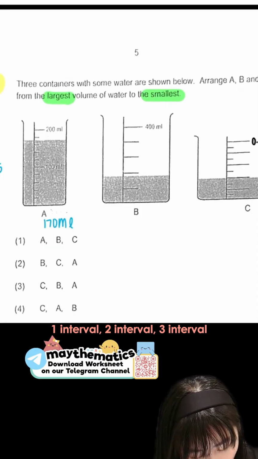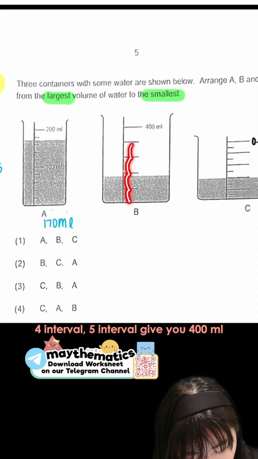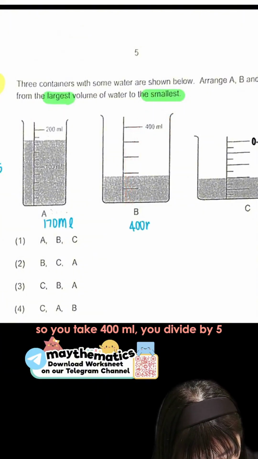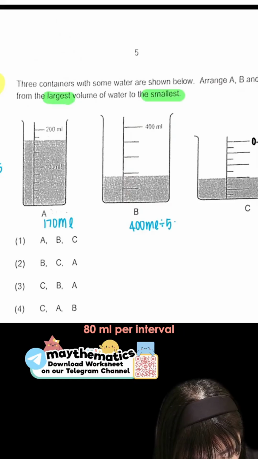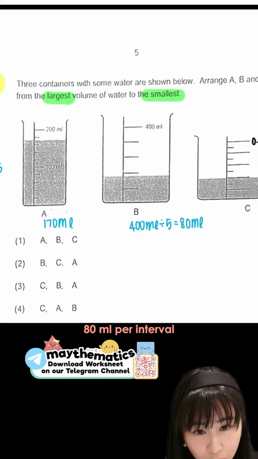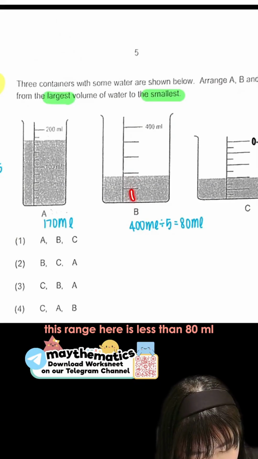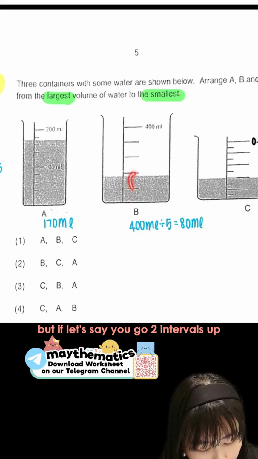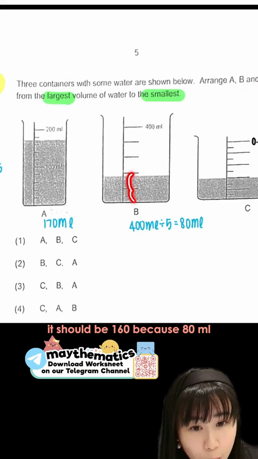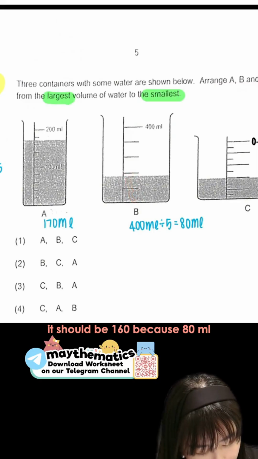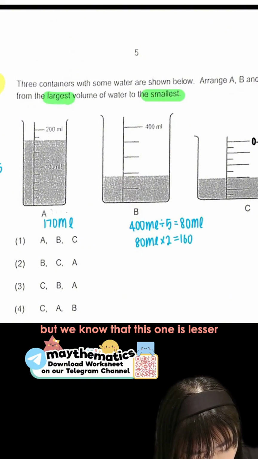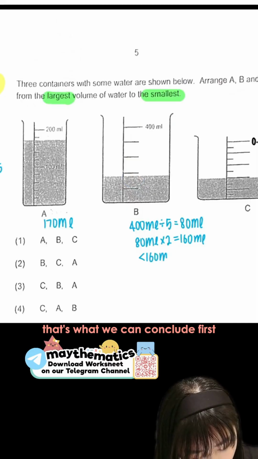Alright? 1 interval, 2 interval, 3 interval, 4 interval, 5 interval give you 400 ml. So you take 400 ml, you divide by 5, 80 ml per interval. So like that is 80 ml. This range here is less than 80 ml because it didn't fully go up 1 interval. But if let's say you go 2 intervals up, it should be 160, because 80 ml times 2 is 160 ml. But we know that this one is lesser. We know that this is less than 160 ml. That's what we can conclude first.